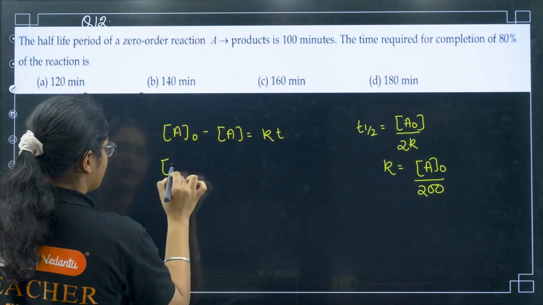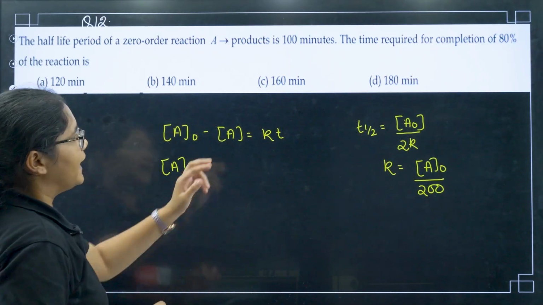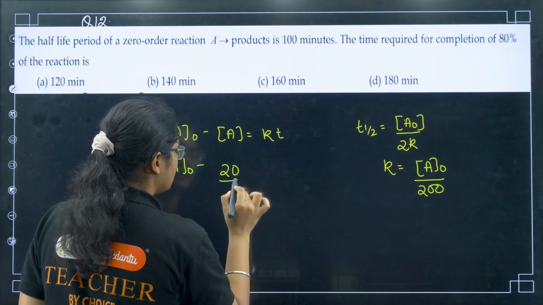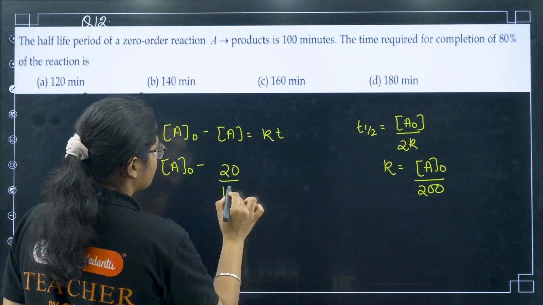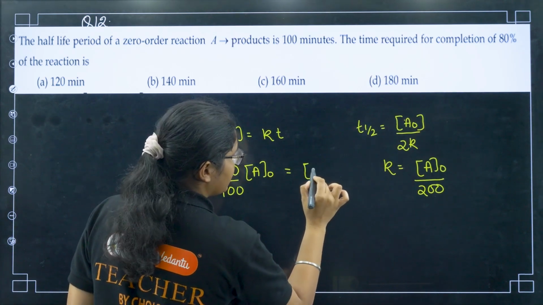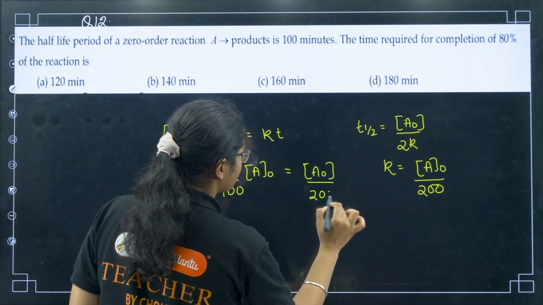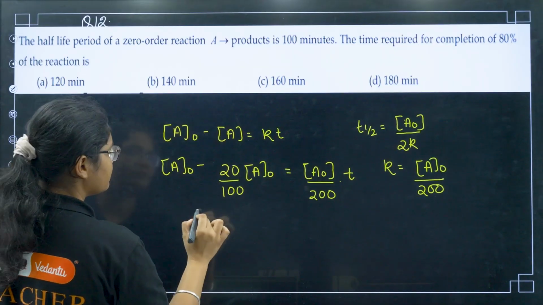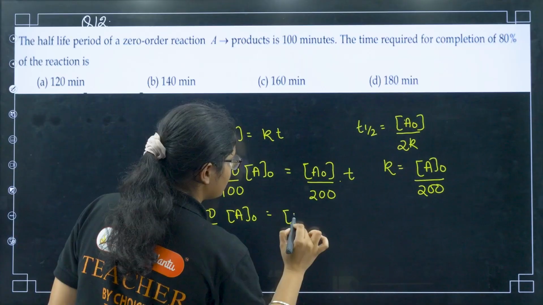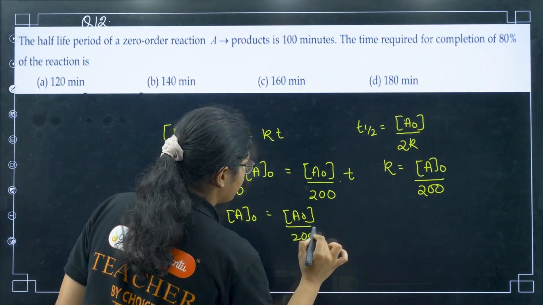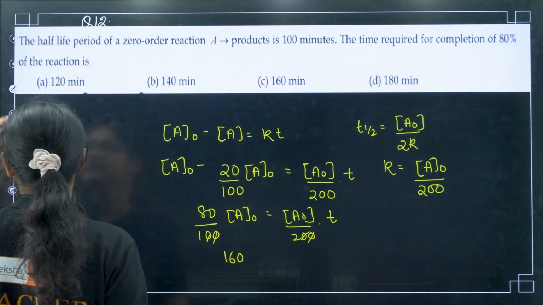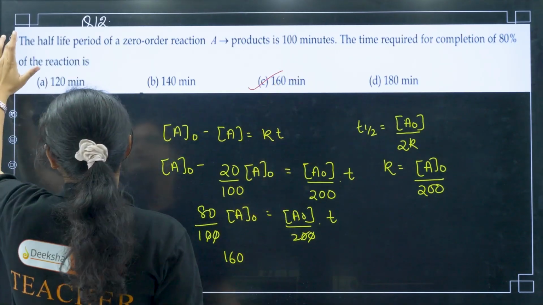So now let me substitute A naught minus A. 80% of the reaction is completed, so how much will be left? 20%. So 80% of A naught is equal to K value, which is A naught by 200, into the time. So I will get 80 by 100 A naught is equal to A naught by 200 into T. I can just cancel this, so I will get 160 minutes. The correct answer will be option number C.